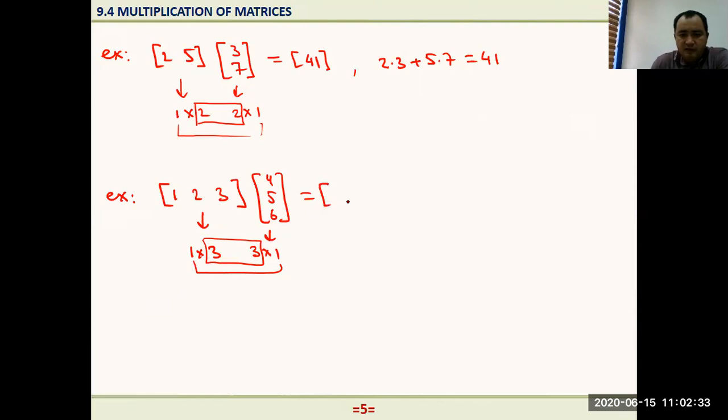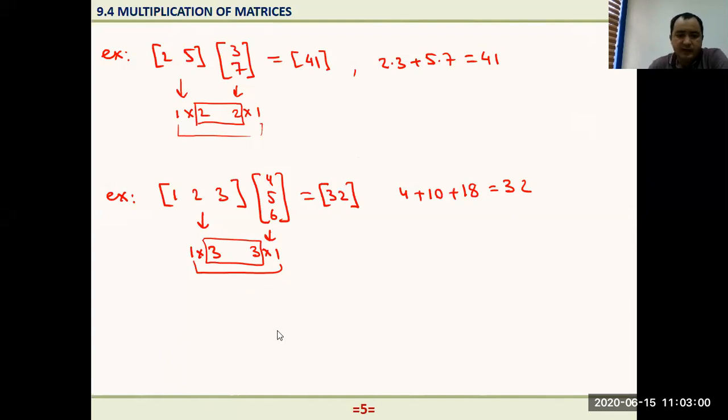So here we have this, right? 1 times 4, it is 4, plus 2 times 5, it is 10, plus 3 times 6, it is 18, which is equal to 32. So the answer here is 32. Okay. All right. Now I think it is clear how to multiply a row matrix by a column matrix.